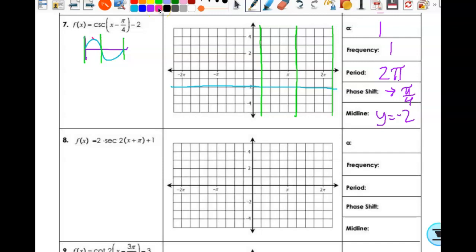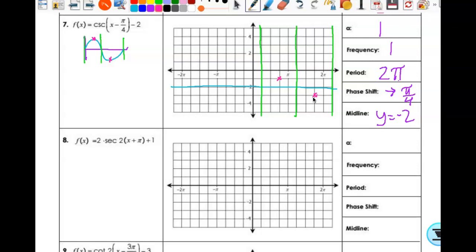Halfway between the first two asymptotes, I would go up from the midline, whatever A is. There is no reflection, so I am going to go up from the midline. A is 1. Make sure you're doing this from the midline, and then halfway between the last two, you're going to go down one from the midline. And that's what the pieces look like.